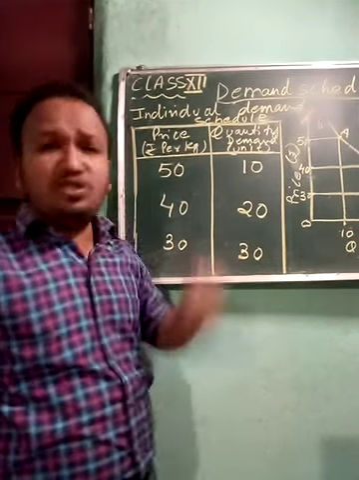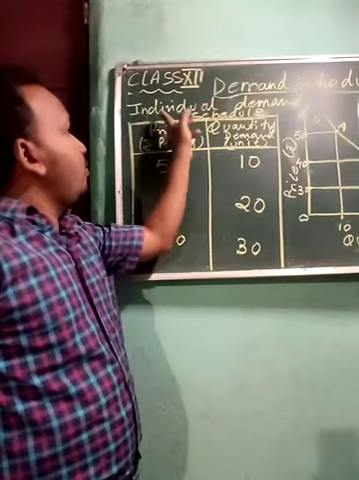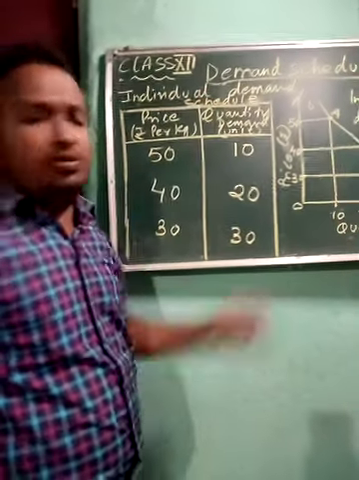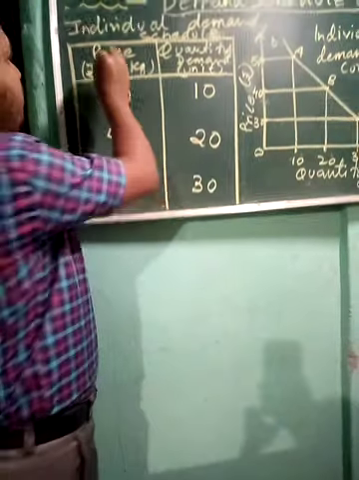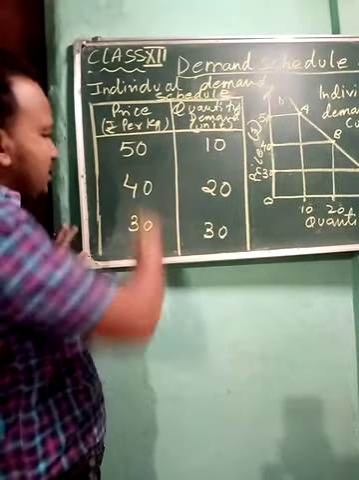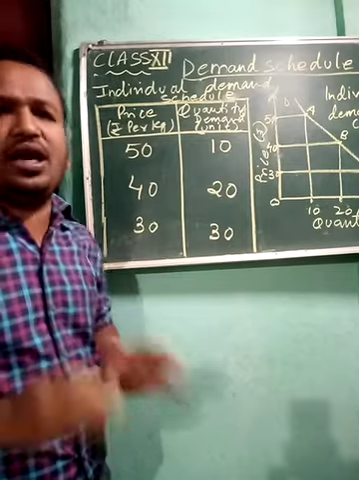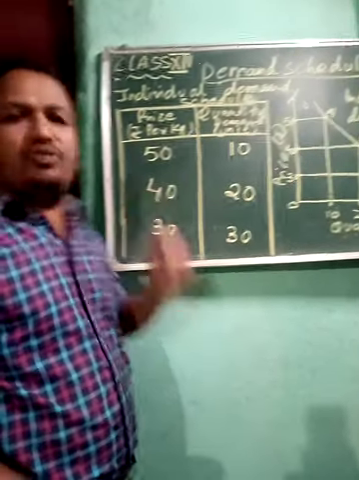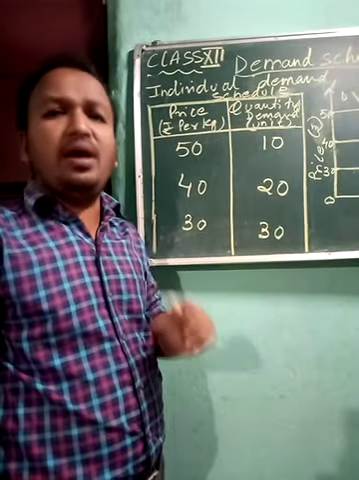Once more I am explaining it. While you are preparing the individual demand schedule, in a table you will make two columns. In the first column you will write the price. You will take 3 or 4 prices according to your convenience. Please don't take less than 3 when you are preparing the individual demand schedule.